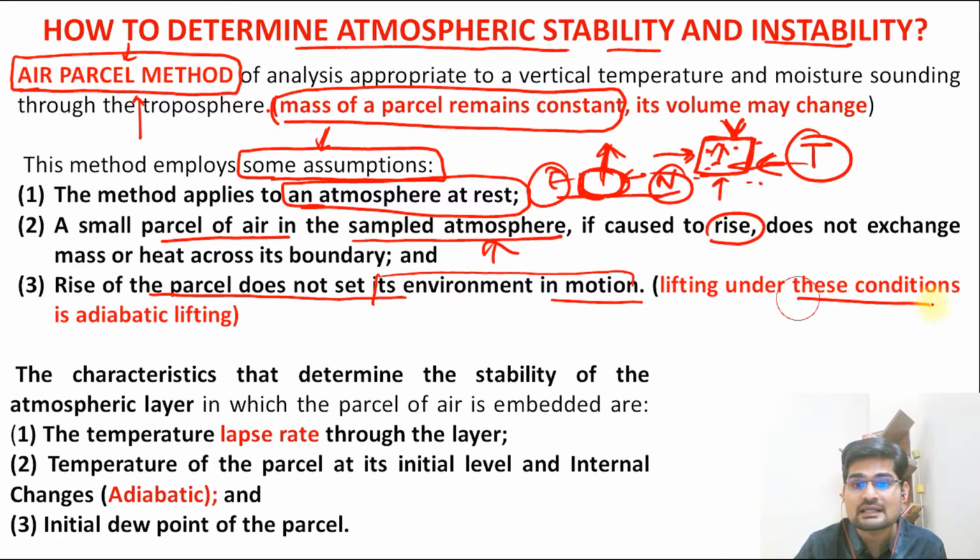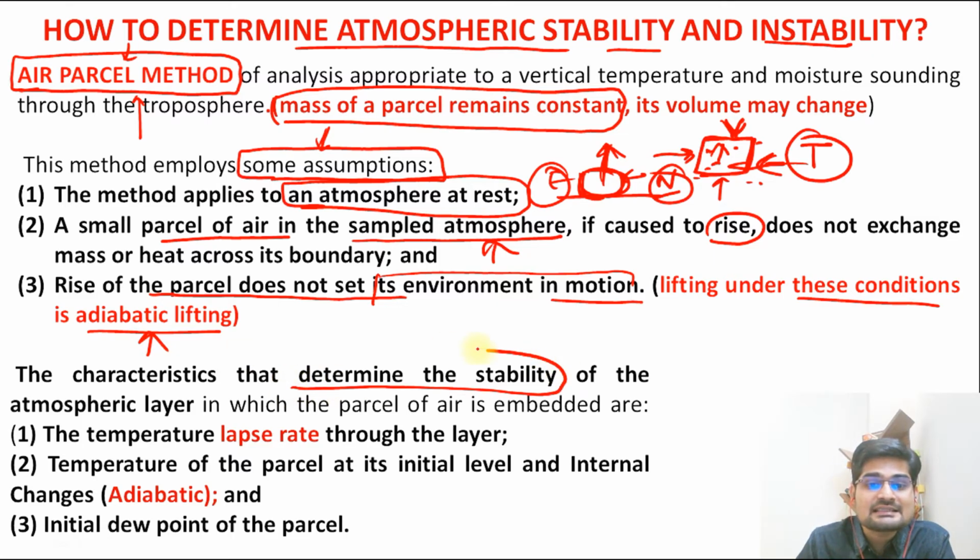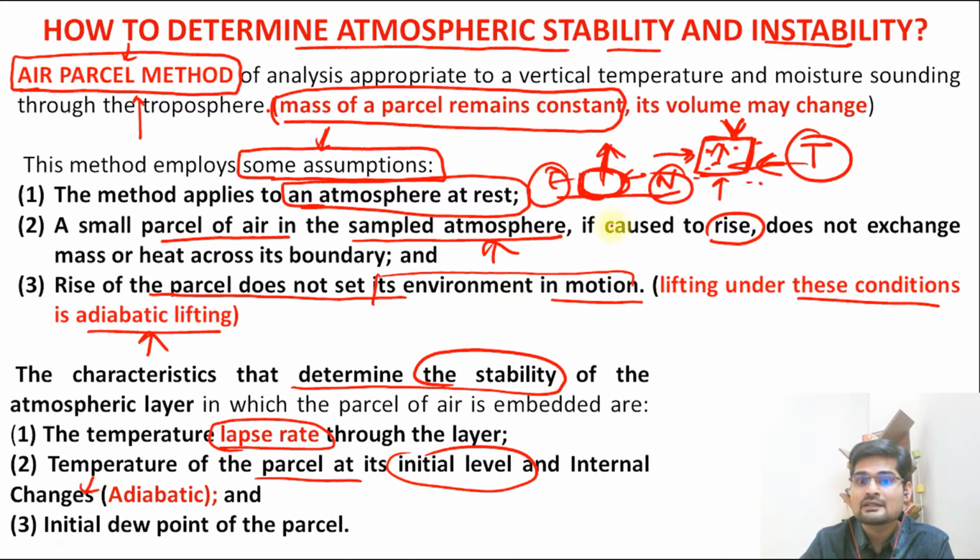So lifting under these conditions is supposed to be through an adiabatic process. So the pressure and temperature changes are important, volume changes are important, where one factor is constant, right? The characteristics that determine the stability of the atmosphere are what? The temperature lapse rate through the layer, the temperature of the parcel at the initial level, and the internal changes that happen. That is, internal changes that we study as latent heat of condensation, dry and wet conditions of the adiabatic process, right, in thermodynamics. And the initial dew point of the parcel. Remember, this parcel has an initial dew point, which is important, where saturation happens, where cloud formation happens, where the latent heat release happens.